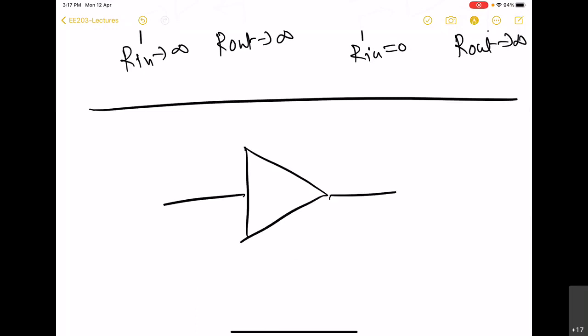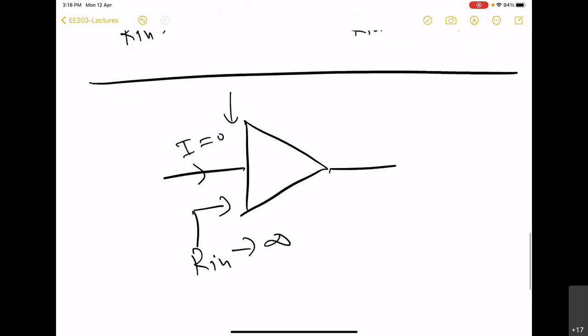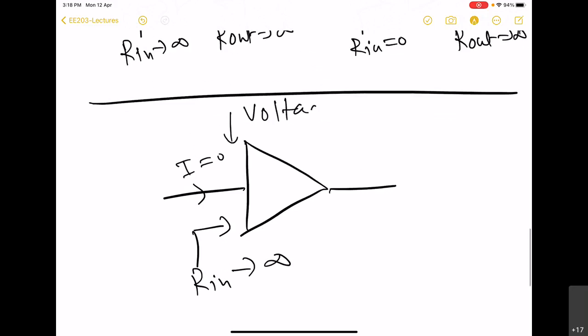So what we have here is Rin to be infinite. Since Rin is infinite, any input current is going to be 0. That means this input side, which acts as a sensor, will not be able to sense any current. So what it will sense on the input side is voltage. Right?